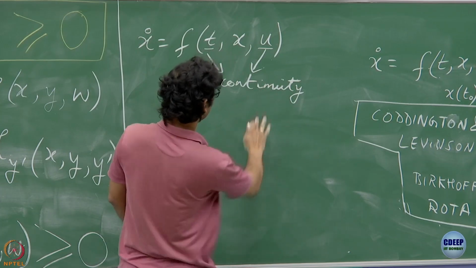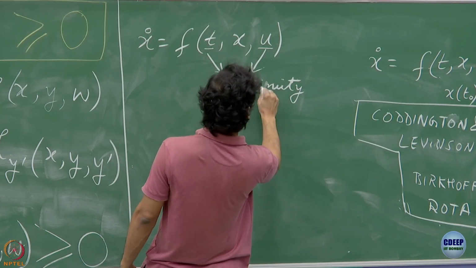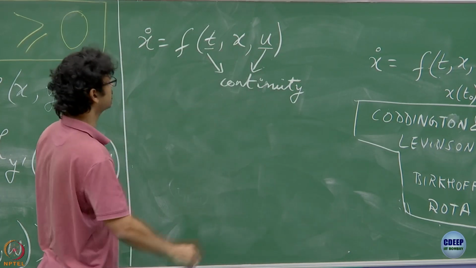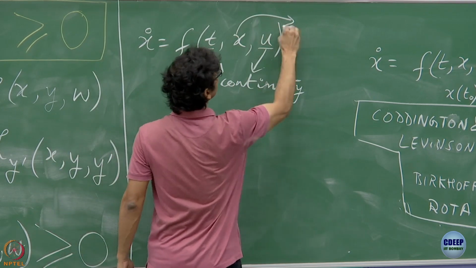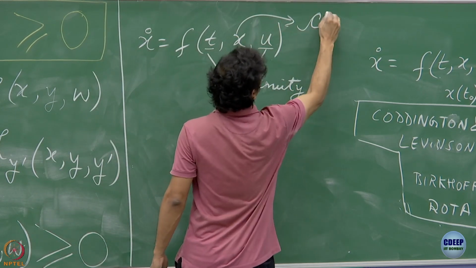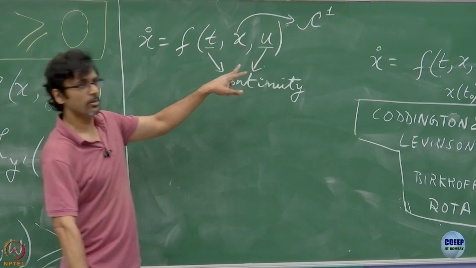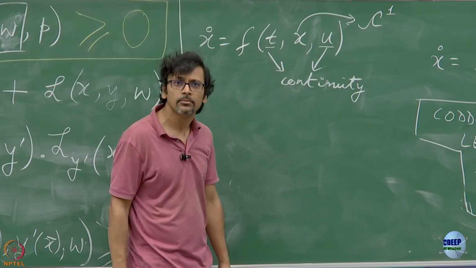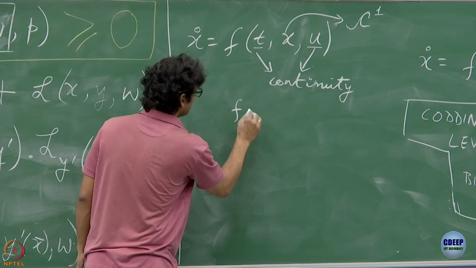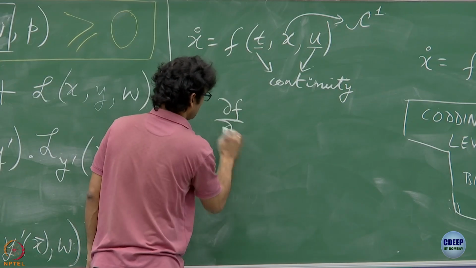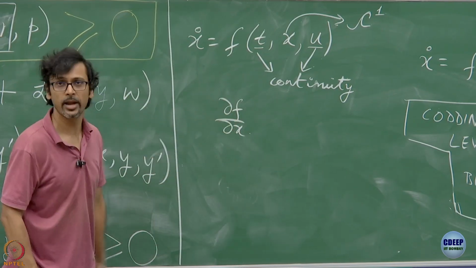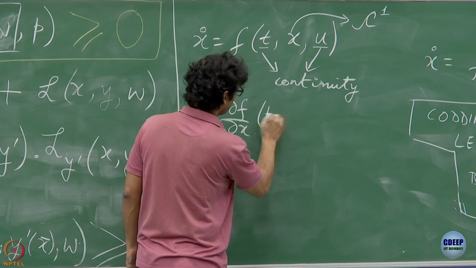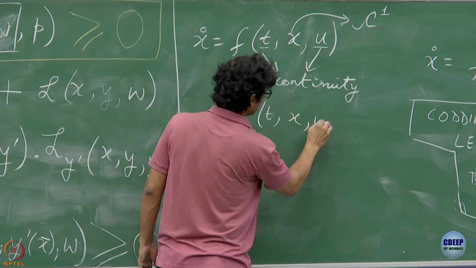Okay, yeah, I think that's it. Yeah, continuity with respect to this. With respect to this fellow, we will say, so these are different arguments, remember. So with respect to x, it is continuously differentiable. Now when you come to the derivative with respect to x, that's also going to be a function of t, x and u.